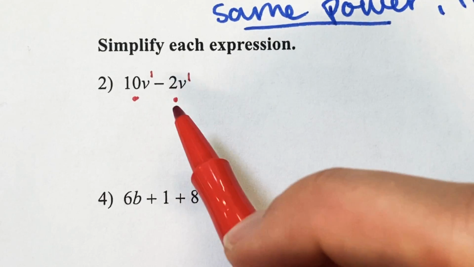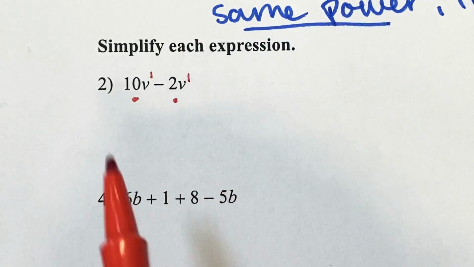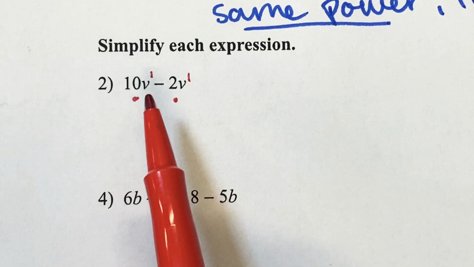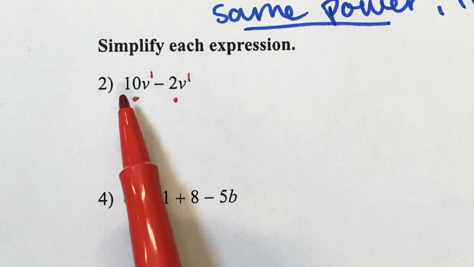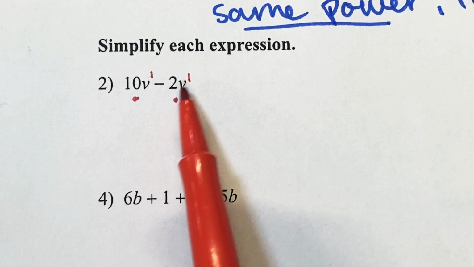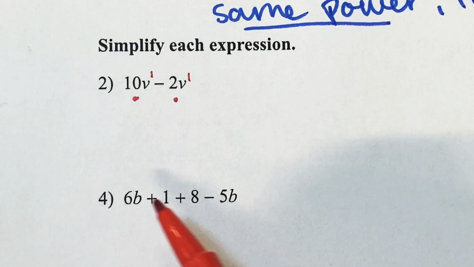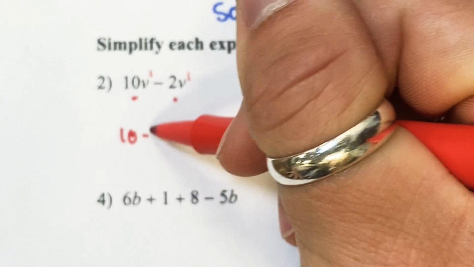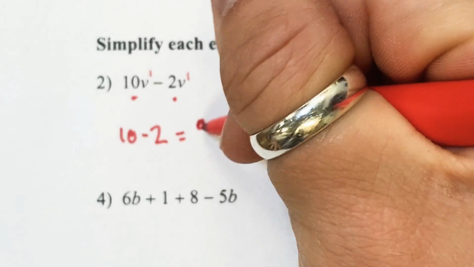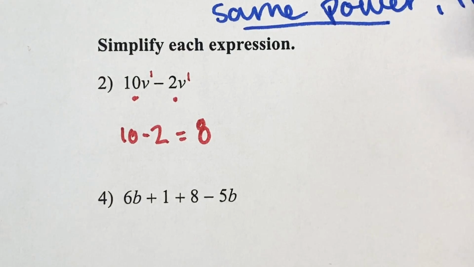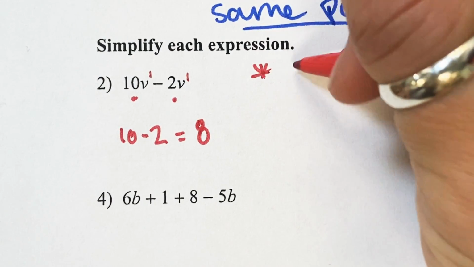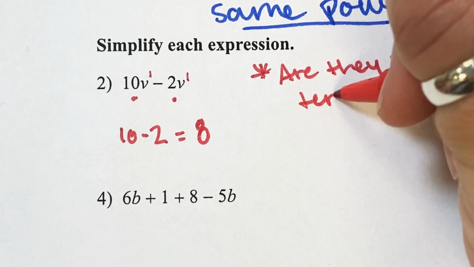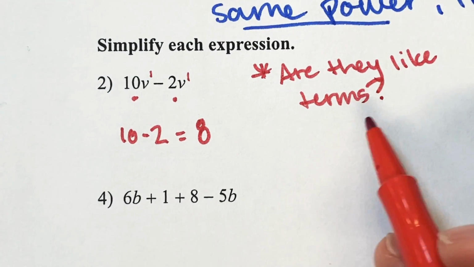So let's pretend just for a second that we don't have v's anymore. Let's say that these v's represent violins, right? I just thought of that off the top of my head. So I have 10 violins, or 10v, and I'm subtracting 2 violins, or 2v. How many v's, or violins, do I have? 10 minus 2 is going to give me 8. Nice job. So the first step is, are they like terms? We identified that they are.